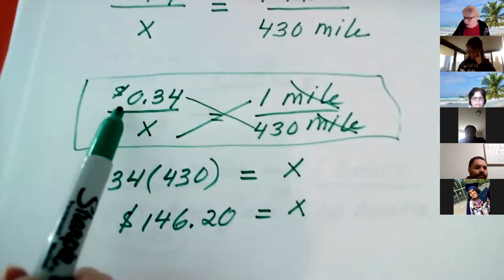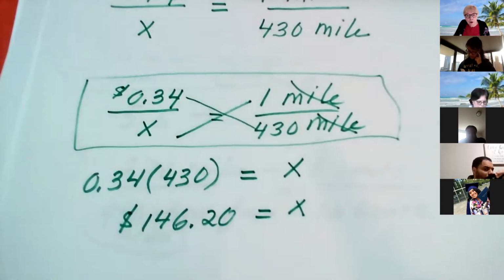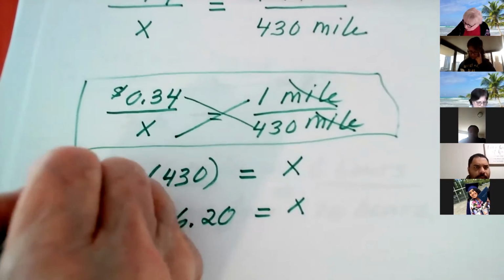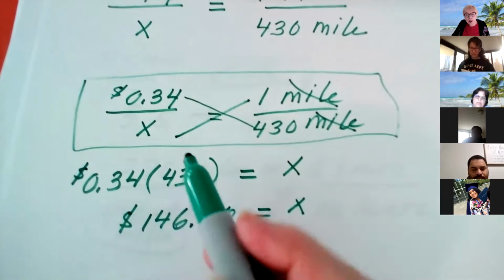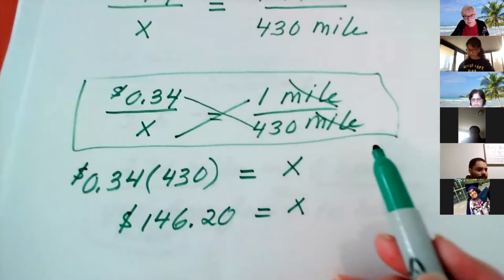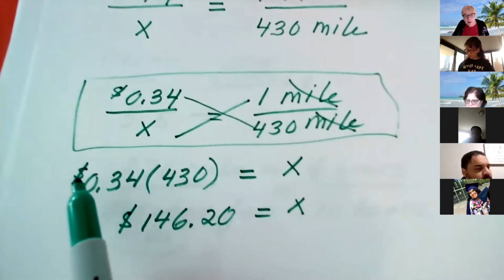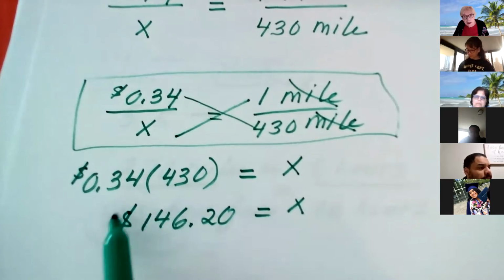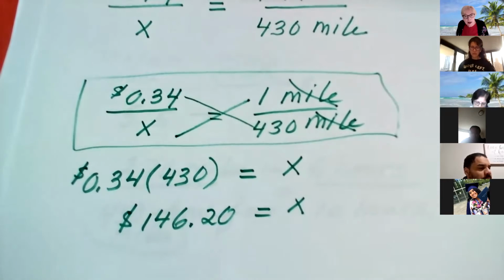And if you want to be exact, this is 34 cents multiplied by 430. The miles are gone. And so when this is in dollars, the result of this times this is in dollars. And so there you are.